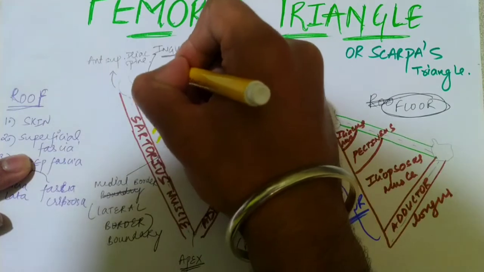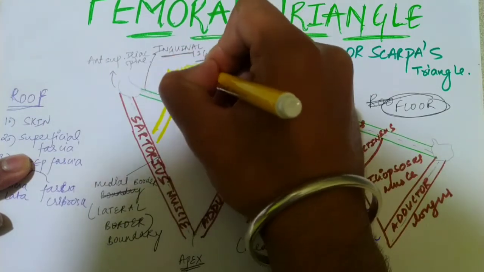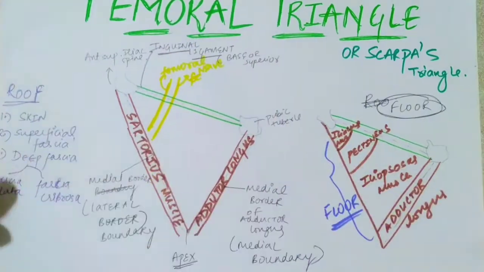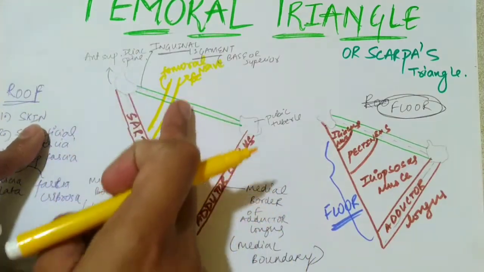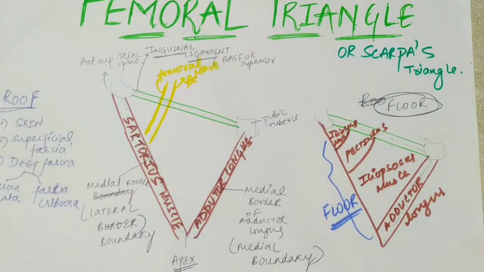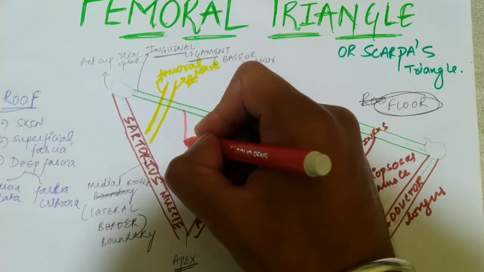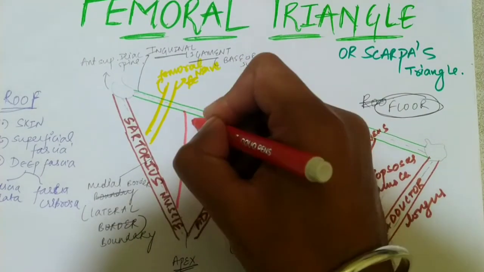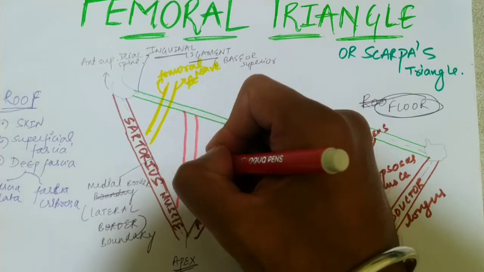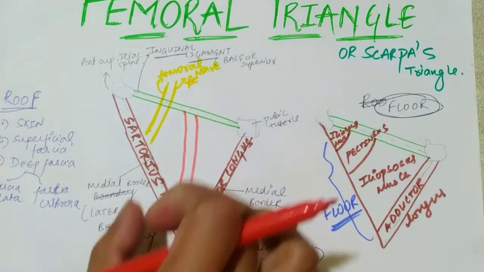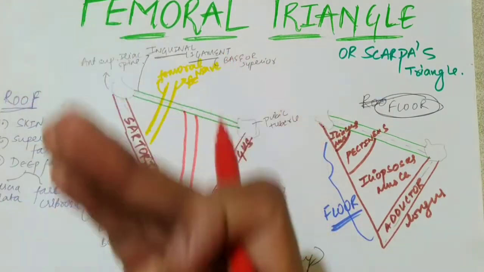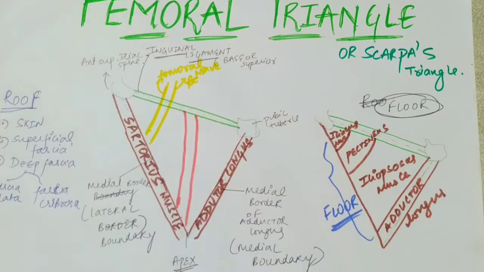I will write it here, femoral nerve. And just medial to that, at the midpoint of the inguinal ligament, you can see your femoral artery, which will be going to the apex. From the apex it will enter the adductor hiatus and continue to the popliteal fossa in the form of popliteal artery.